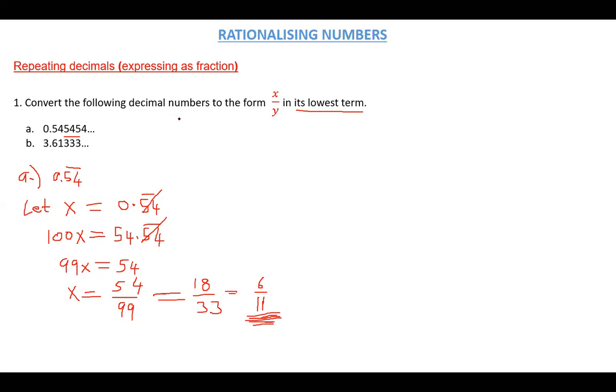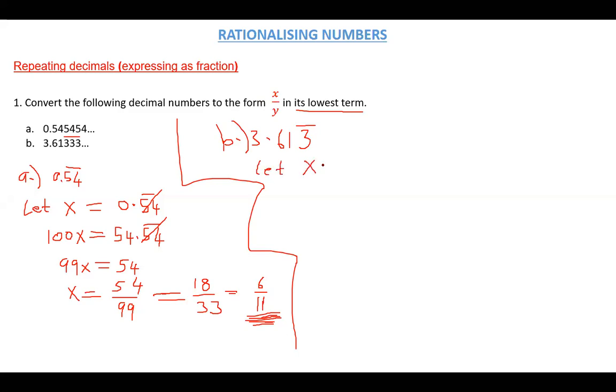Even B will be done the same way. You just follow the same steps. So this is B. We have 3.613, with the 3 repeating, so we put a bar on top. So you say let x be equal to 3.613 bar.